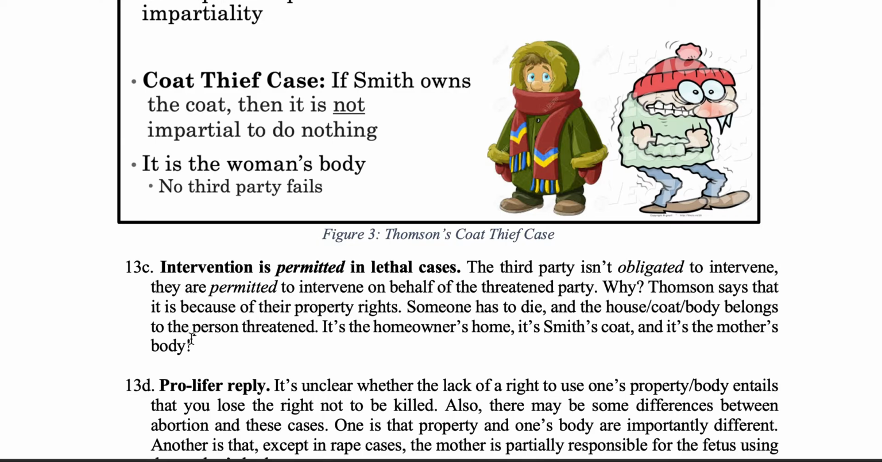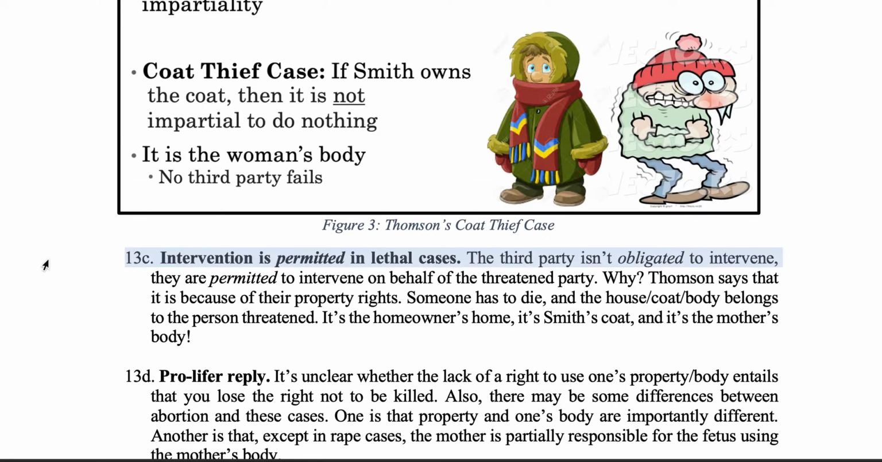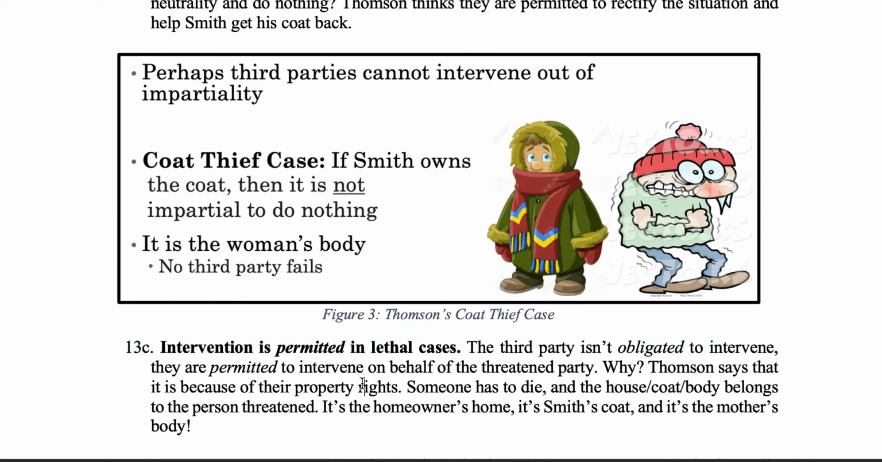Right? Okay. Now, intervention is permitted, it seems, in lethal cases. That's sort of where we've come. The third party is not obligated to intervene. Okay? She doesn't want to say that, but they're permitted to intervene. It's morally permissible for them to intervene on behalf of the threatened party. Well, because it's property rights.